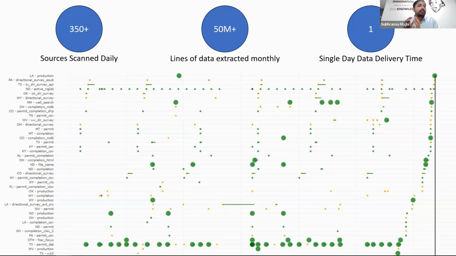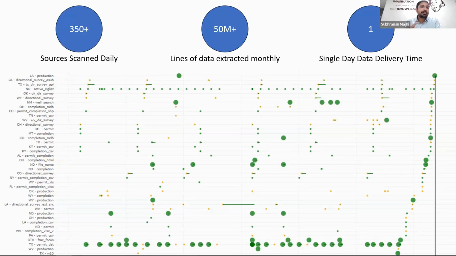It cannot be spamming, or extracting a lot of information again and again. It has to be cognizant of what information is new to the website and extract only that. So imagine creating such a solution where 350 plus sources of data are scanned daily, with more than 50 million lines of data extracted from these sources, and the delivery of this data after being processed and enriched is just 1 day.